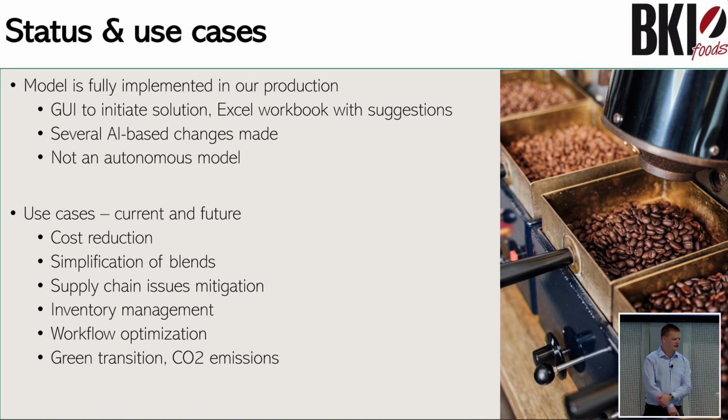As for use cases, we obviously see this as a way to help us reduce the cost of our blends without compromising on the quality or flavor for each product. We're also seeing a tendency in the suggestions put forward by this model to simplify our way of blending coffee beans. So where we would have maybe 6 or 7 components before, we're seeing a tendency to only use 4 or 5, which make for a more streamlined and simple production setup and a better utilization of our equipment.